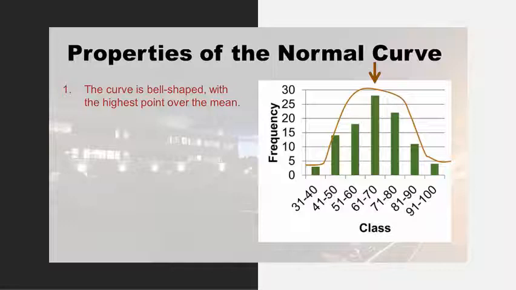First of all, the curve is always shaped like a bell, where the highest point is over the mean. So the highest point is over the average. The average is somewhere around here, somewhere within that frequency, or that class.